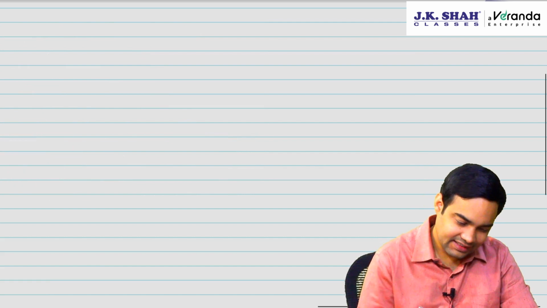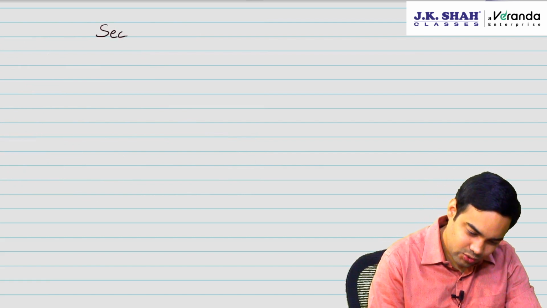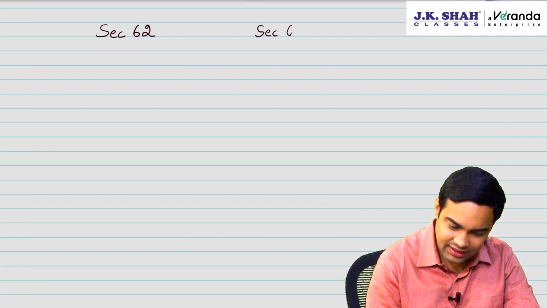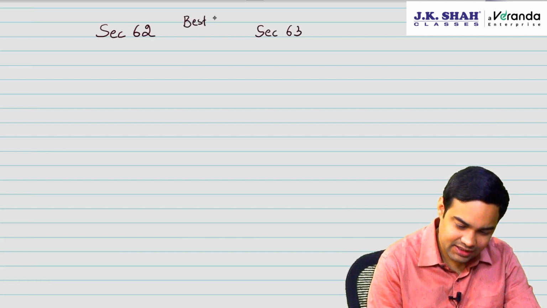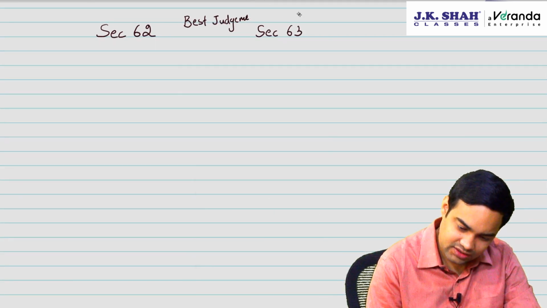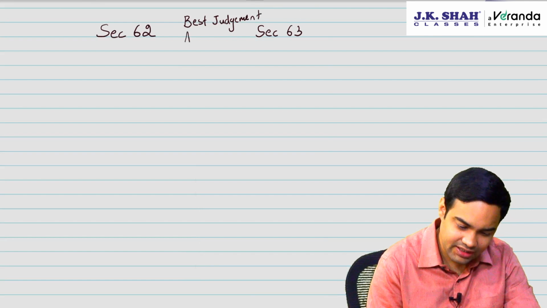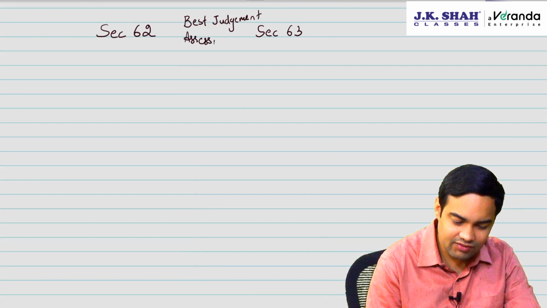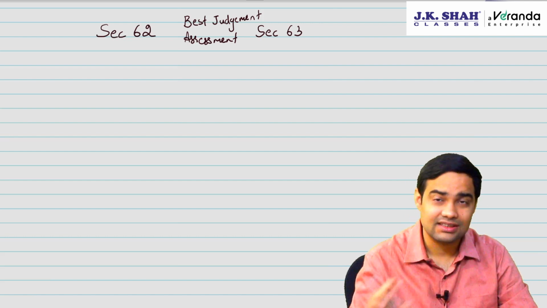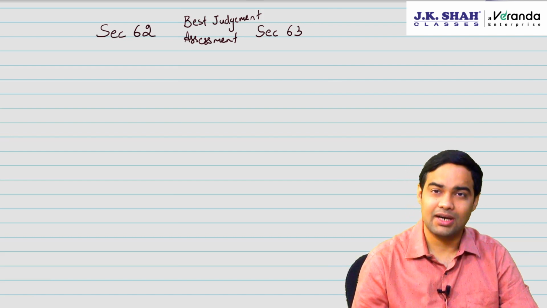Then you have two best judgment scenarios, section 62 and section 63. These are called best judgment assessment. Now let me tell you, best judgment assessment overrides any other notice. So this is an independent assessment without even a show cause notice under 73 or 74.